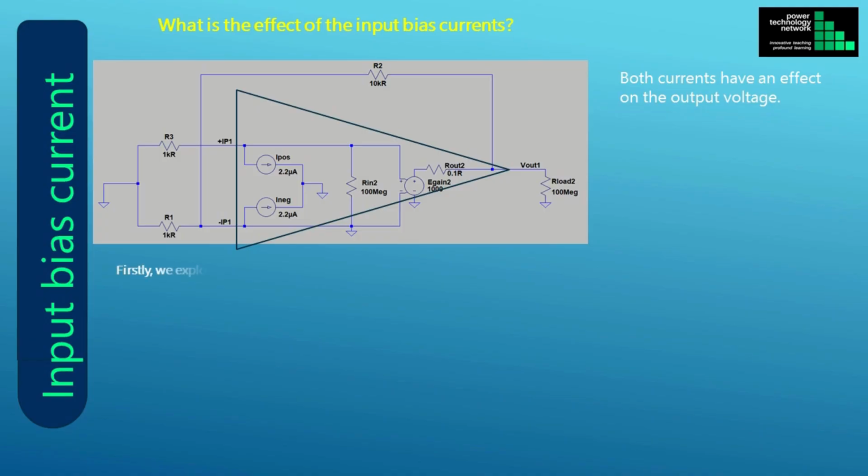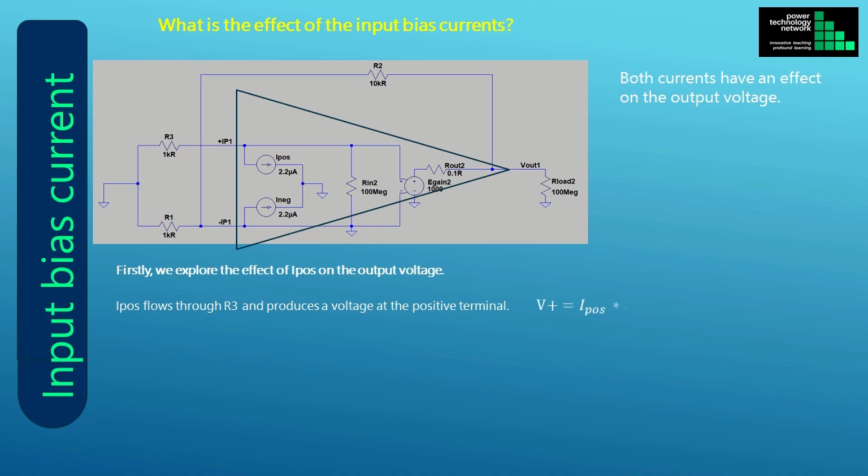First, let's explore what the effect of the bias current, flowing into the positive terminal, is on the output voltage of the op amp. This is the input bias current that flows into the top, or positive terminal of the op amp in the schematic. The positive terminal bias current flows through R3 and produces a voltage at the positive terminal relative to ground. This is the expression for the voltage across R3.